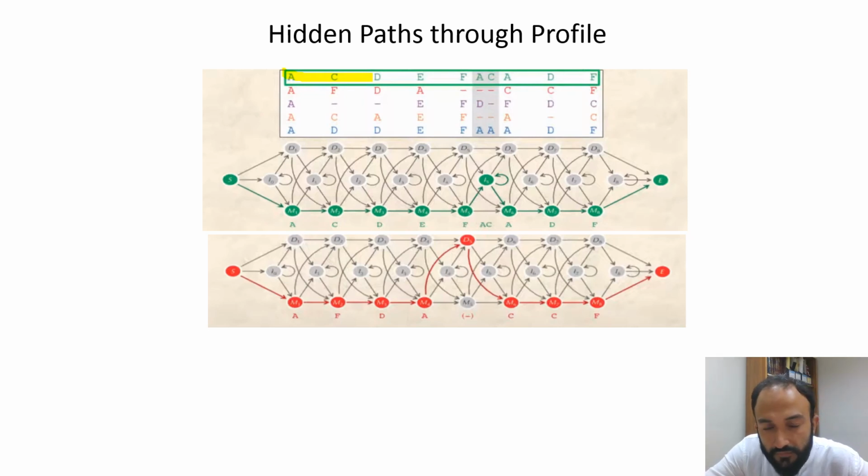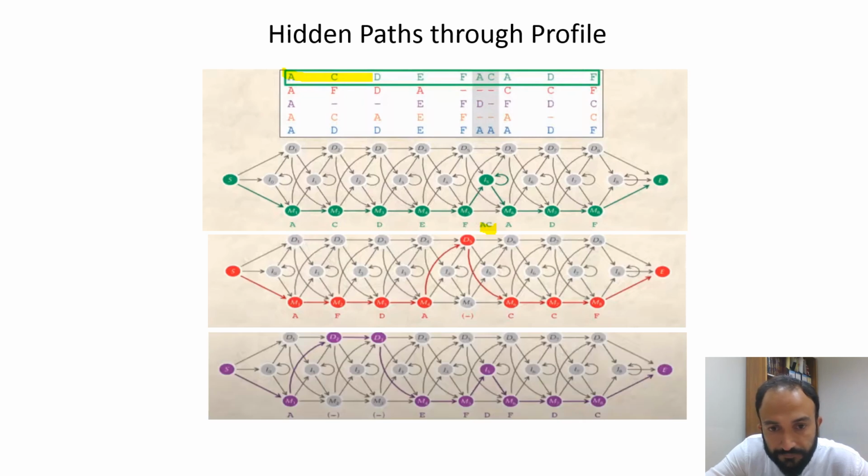But if you look closely here, there is a possible insertion of AC at this site in the first sequence. Then if you look at the next, you can see that the color actually represents the sequence. Here the green represents the first sequence, red is representing the second sequence, and at this site there is a possibility of deletion from M4 to D5.